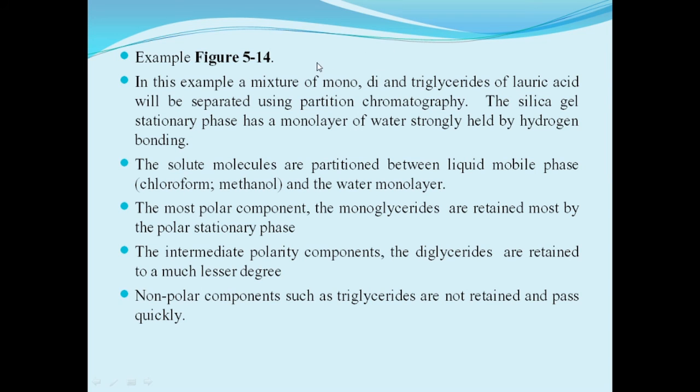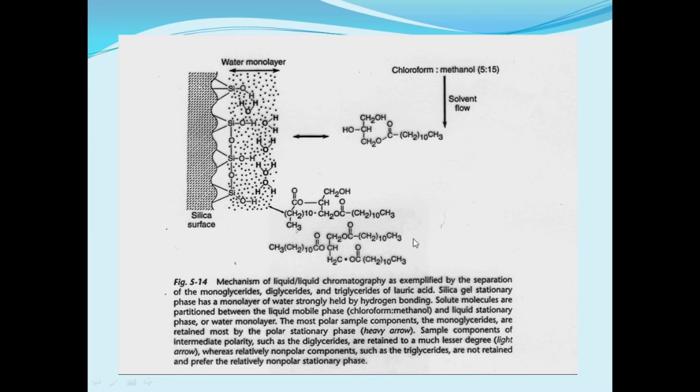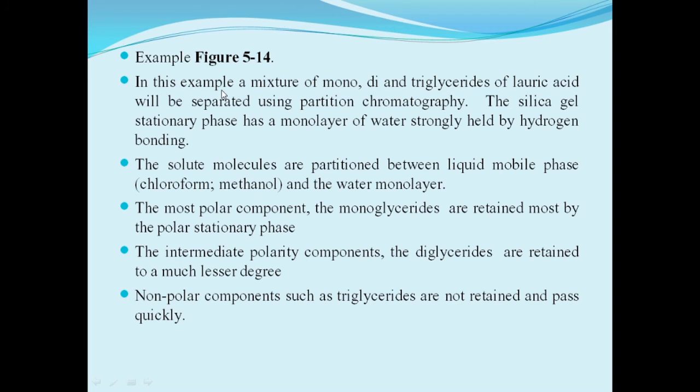Example in figure 5.14. In this example, a mixture of mono, di and triglycerides of lauric acid will be separated using partition chromatography. The silica gel stationary phase has a monolayer of water strongly held by hydrogen bonding. The solute molecules are partitioned between the liquid mobile phase, that is chloroform methanol, and the water monolayer.